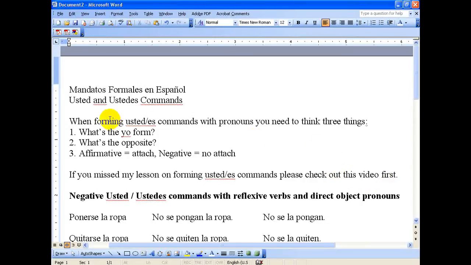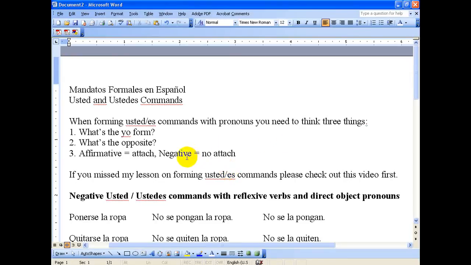In this one, we're going to be looking more at usted and ustedes commands, or mandatos formales, formal commands in Spanish. These ones, however, aren't just going to be one regular type of verb. For these commands, we're going to be looking at using not only reflexive verbs, but also reflexive verbs with direct object pronouns. So make it a little bit more complex for you. We'll also be looking at negative commands as well, because those do come into play here when we're telling people not to do something and there are pronouns involved.